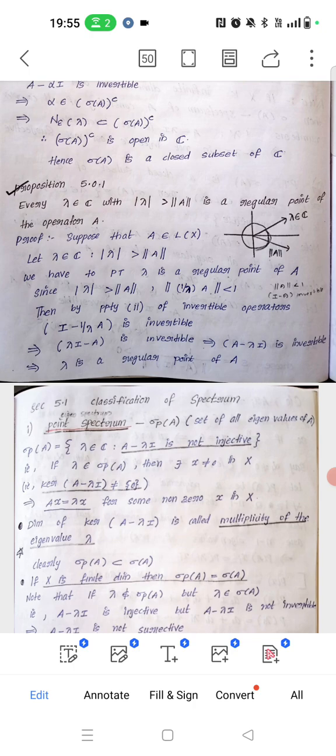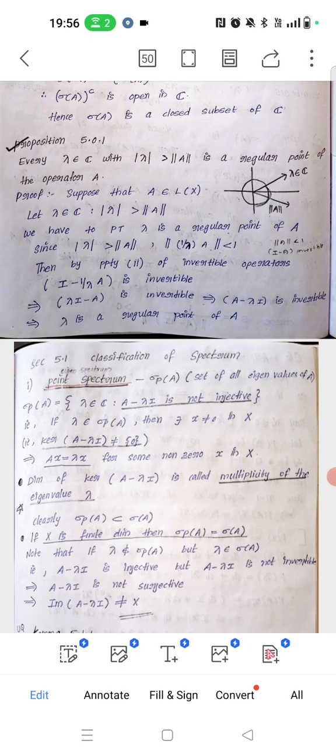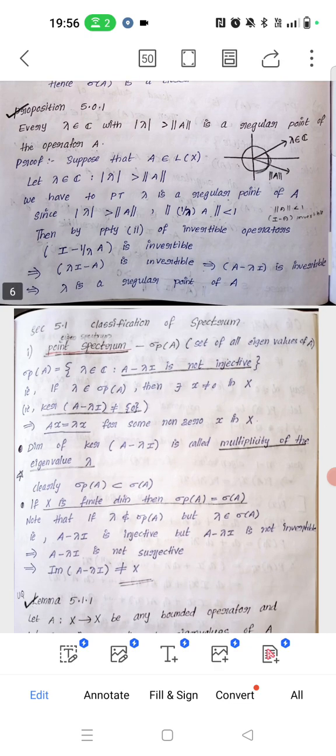Lambda is a regular point. To prove lambda is a regular point, we need to prove that A minus lambda is invertible. But we have mod lambda is greater than norm A, which means the norm of (1/lambda) A is less than 1. That means the norm of something is less than 1, so by property 2 of invertible operators, I minus that is invertible. Here that value is (1/lambda) A. That means I minus (1/lambda) A is invertible.